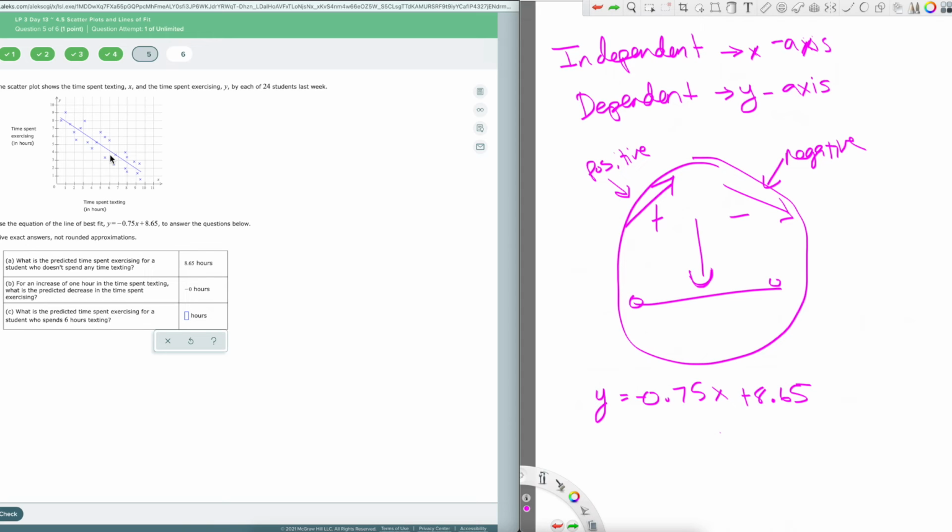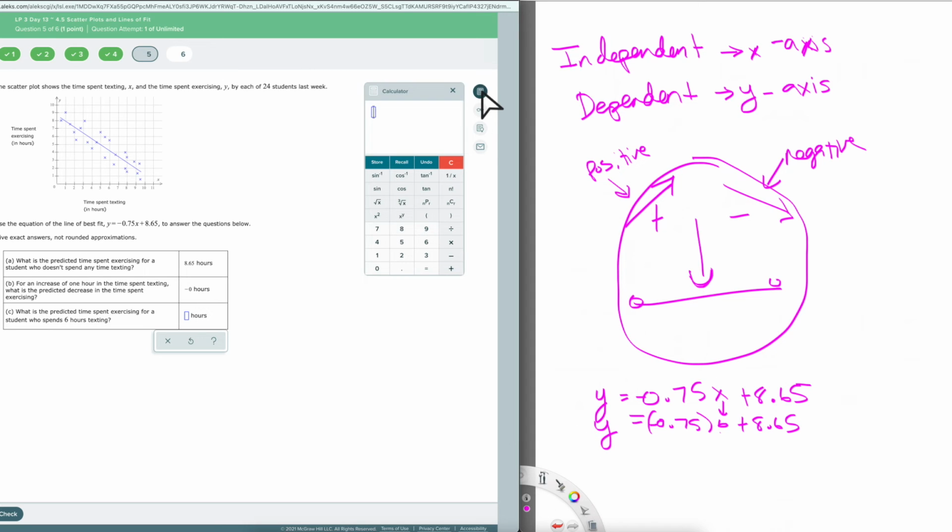Okay, so what we're going to do is come in here and write 6 hours. So I'm going to multiply this all out. I'm just plugging in 6 instead of x. And what we're doing is the same thing we do with any other equation. If x is 6, what is y? So look at that. They gave me a calculator here too. That was very nice of them. So I have negative 0.75 times 6.